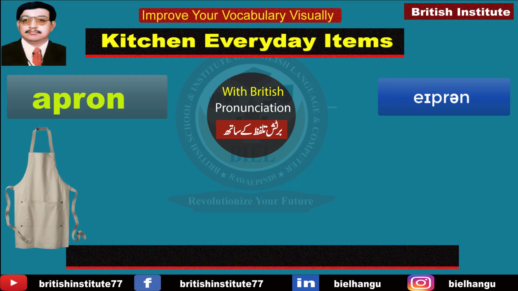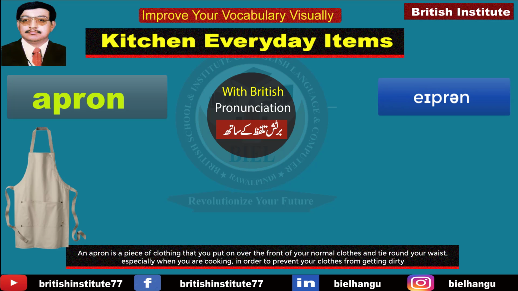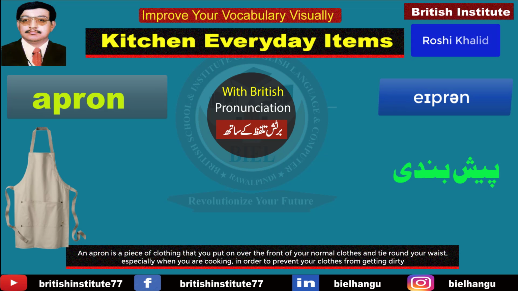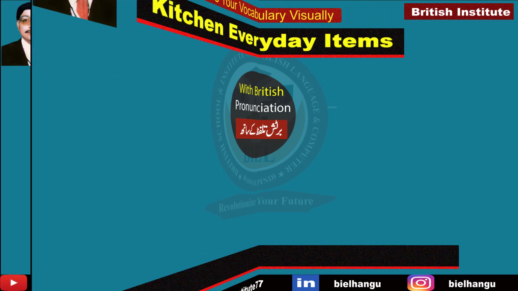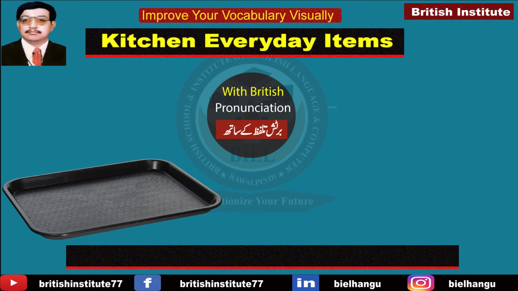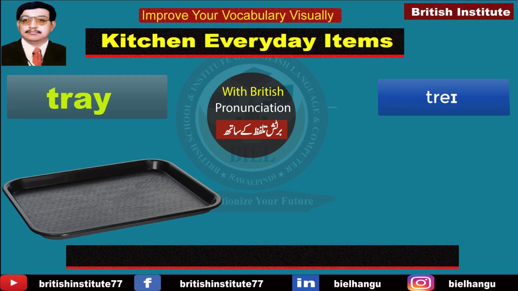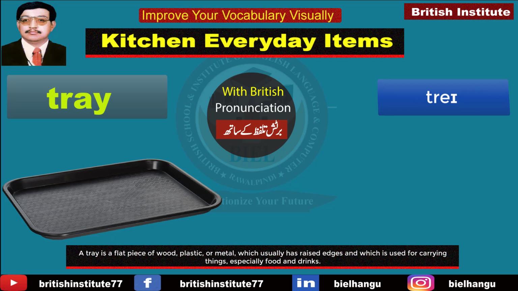Apron. An apron is a piece of clothing that you put on over the front of your normal clothes and tie round your waist, especially when you are cooking, in order to prevent your clothes from getting dirty. Tray. A tray is a flat piece of wood, plastic, or metal, which usually has raised edges and which is used for carrying things, especially food and drinks.